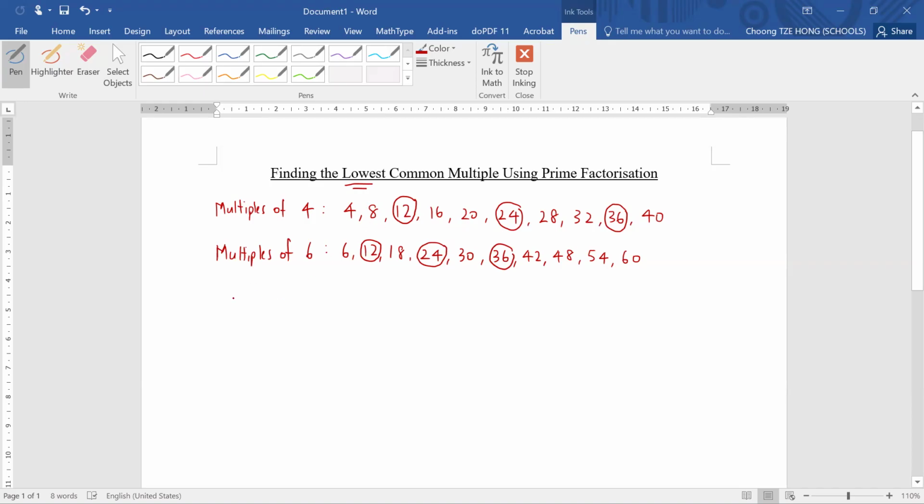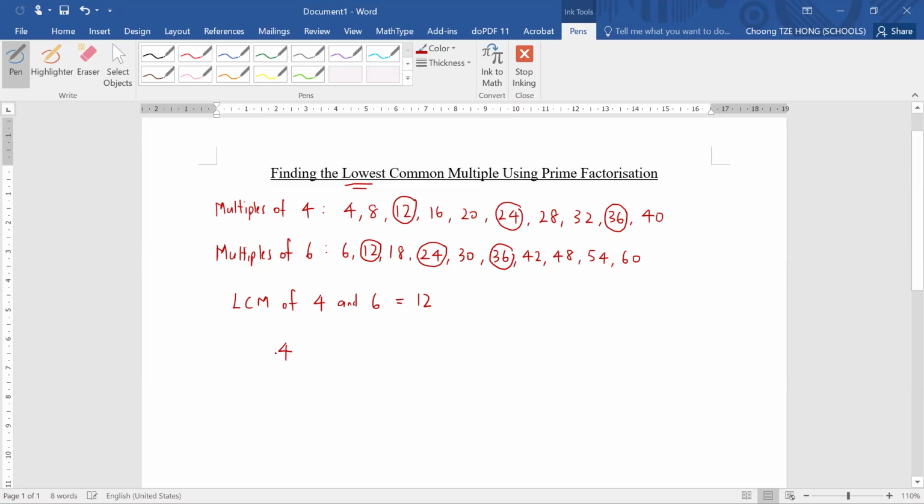In other words, the lowest common multiple, LCM for short, of 4 and 6 is equal to 12. Let us now use the method of prime factorization to find the lowest common multiple of 4 and 6. What we will do is prime factorize 4 and 6 first.